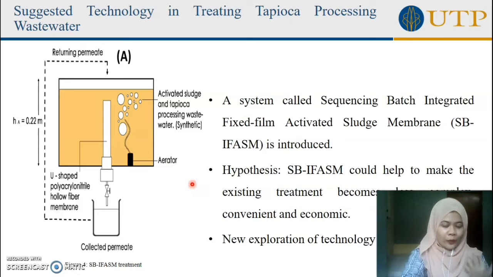So, as our hypothesis, SBI-FZM could help to make the existing treatment less complex, more convenient, and also more economic. As I mentioned just now, the UASB is complicated because it needs a pre-treatment before use, due to its inability to withstand high suspended solids. And this SBI-FZM is also deemed to be a new exploration of technology, as no research has been done yet regarding this technology in treating wastewater from the tapioca processing industry.